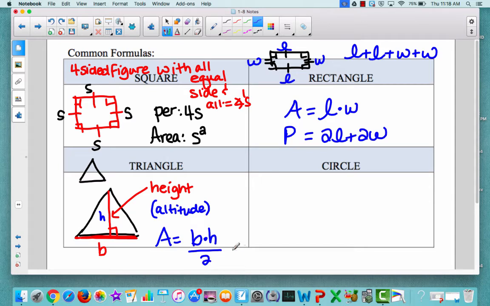We're going to talk about where we get some of these formulas tomorrow in class, but for now I just want you to get used to the formulas because we are going to need to know them. And they are also on your Quizlet.